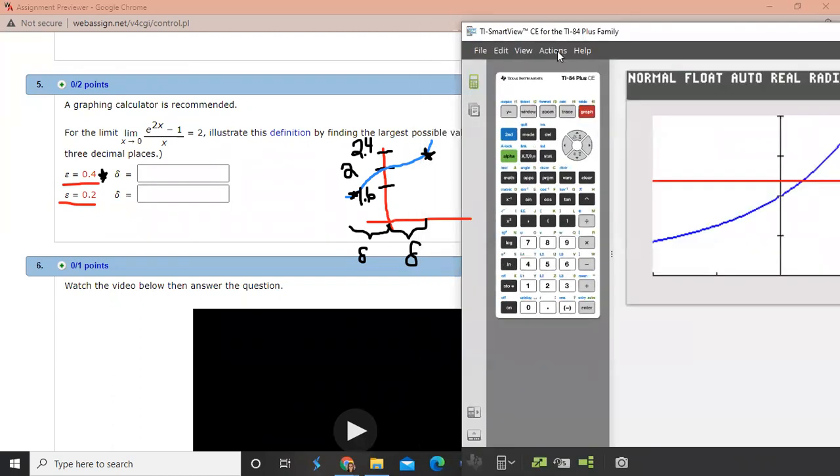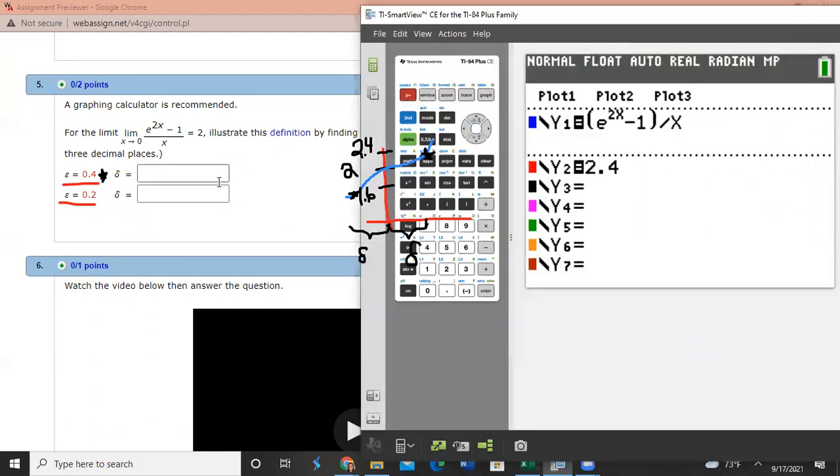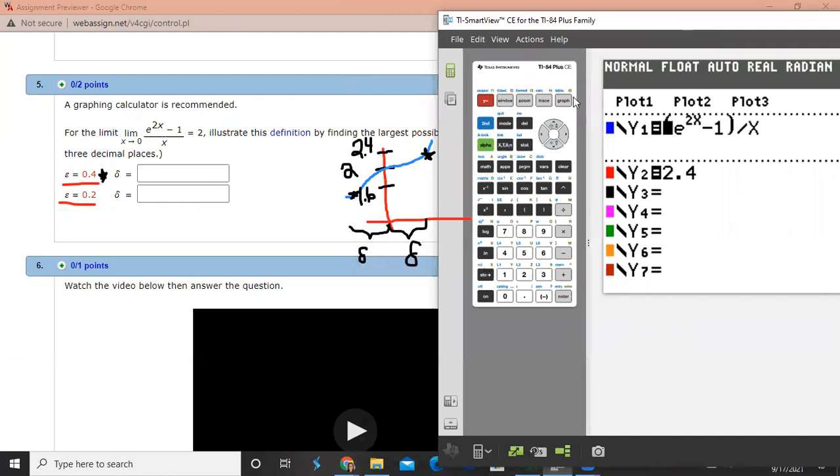I went ahead and already entered y equals e to the 2x minus 1 all divided by x. To start out, there's a couple ways to do it, but I personally think the easiest way is to set this equal to 2.4, and then we'll find the intersection point. That'll give us the x value.